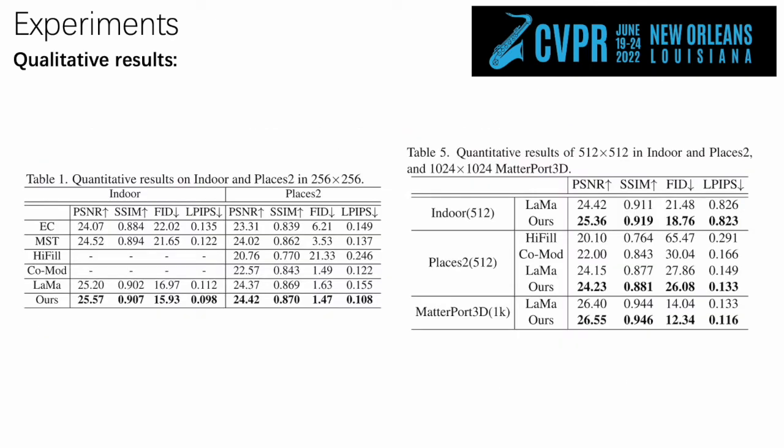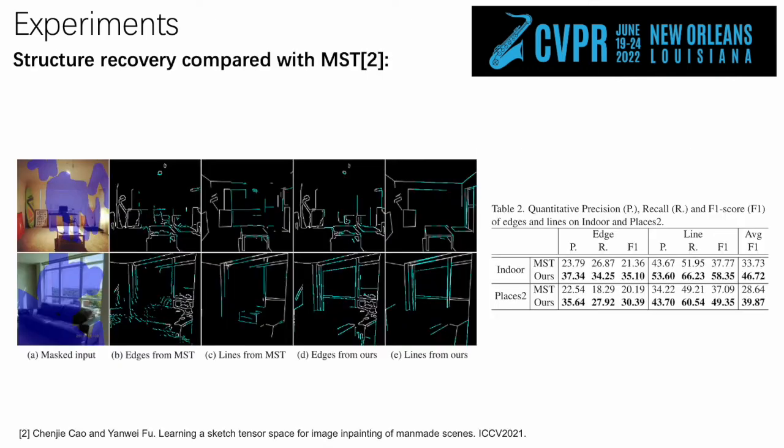Besides, we utilize PSNR, SSIM, FID, and LPIPS to assess the performance of all compared methods on the Indoor and Places 2 datasets. Our ZITS can achieve the best results on all metrics across several resolutions. Our TSR can also achieve much better results on both Indoor and Places 2 compared with MST. It demonstrates that the transformer-based TSR is amenable to learning holistic structures in a sparse tensor space, which can benefit the results of ZITS a lot.